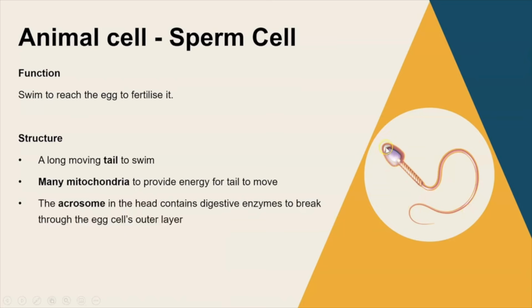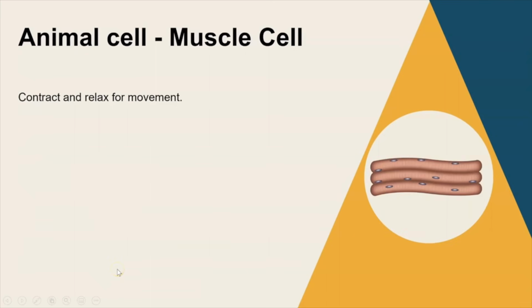The acrosome is this little part right at the top of the head, and that contains digestive enzymes. So when the sperm does reach the egg, those digestive enzymes are released and it breaks down the outer layer, so the sperm's nucleus can then combine with the egg cell. Lastly, it does have a large nucleus, and that's because it contains half the genetic material that is required to make the new offspring.